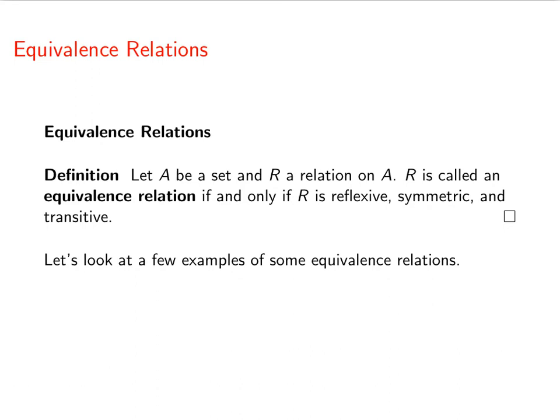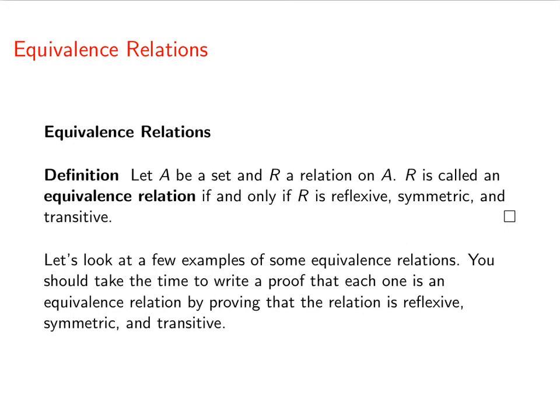Hello, discrete math fans. So we've been talking a lot about relations that are reflexive, symmetric, and transitive. And a relation that satisfies those three properties has a name. It's called an equivalence relation. So anytime you have a relation that's reflexive, symmetric, and transitive, it's called an equivalence relation. Let's look at a few examples.